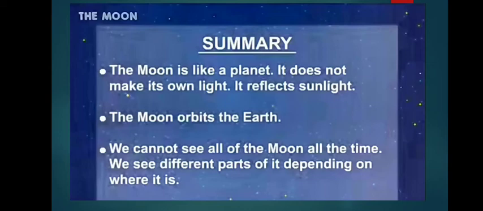And the earth rotates on its own axis. Okay, we cannot see all of the moon all the time. We see different parts of it depending on where it is. We can't see all types of moon together. We see different parts of the moon, depending on its position.